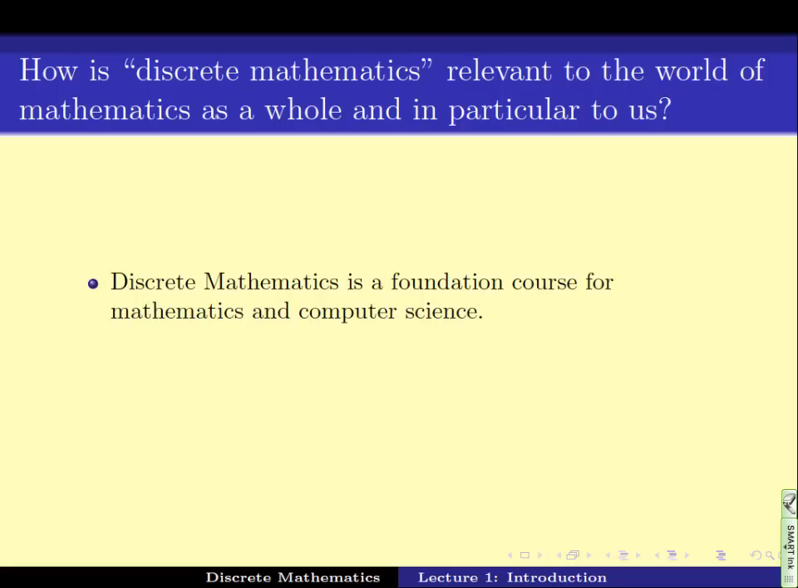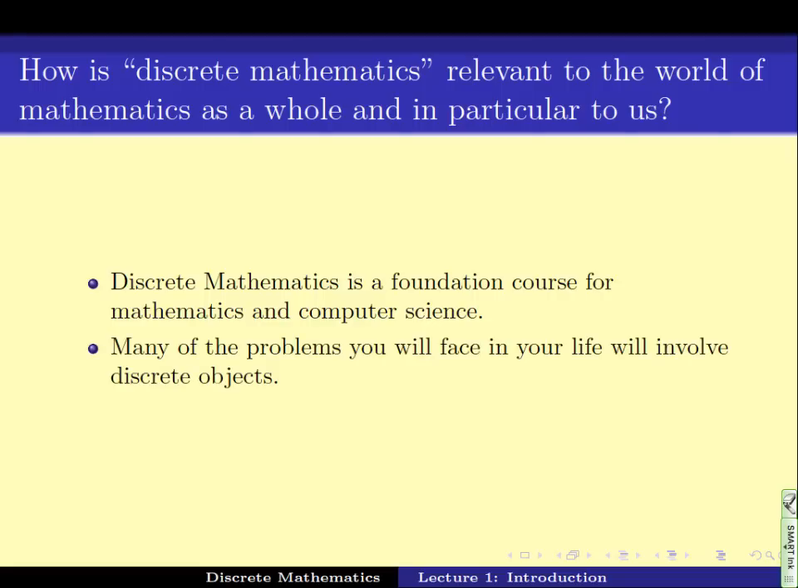The third question is, how is discrete math relevant to the world of mathematics as a whole and in particular to us? I hope I will be able to explain this better by the end of the course. But for now, believe me that discrete mathematics is a very foundational course for mathematics and computer science. Many of the problems that you face in your life or see in mathematics are about discrete objects, and hence discrete mathematics is a big part of mathematics as well as your life.